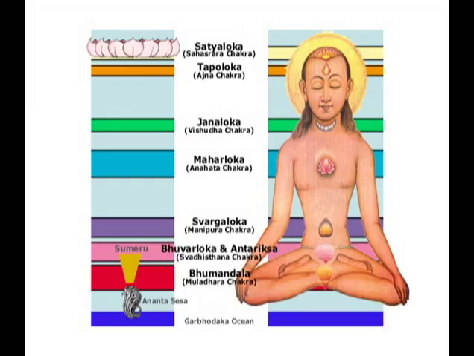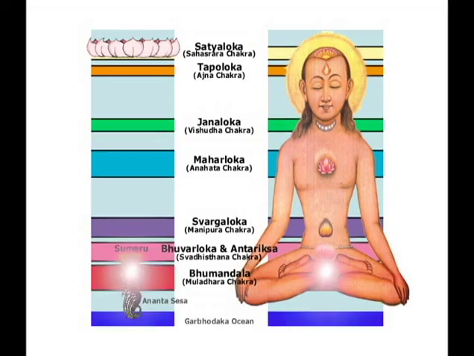The levels in the universal form are associated with the spinal chakras on which yogis meditate, and the spine itself is called Meru Danda, after Mount Meru, the cosmic axis. The ascent of the soul through different levels of the Brahmanda is analogous to the ascent of the life force through the chakras in the body.